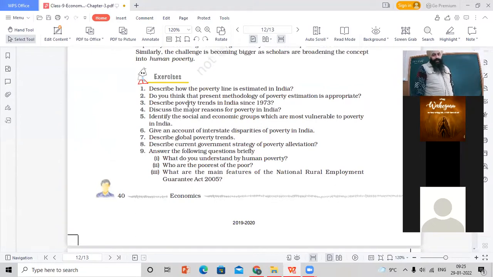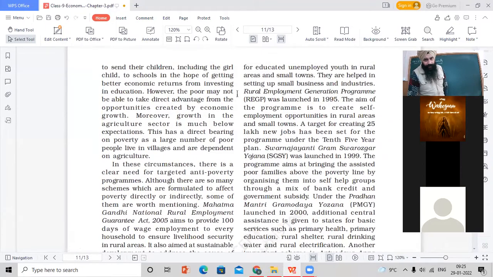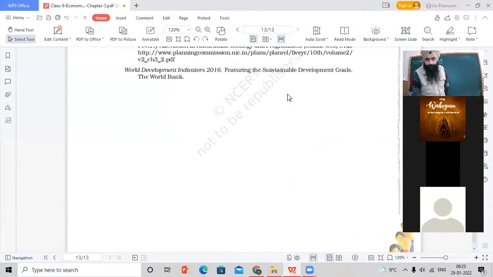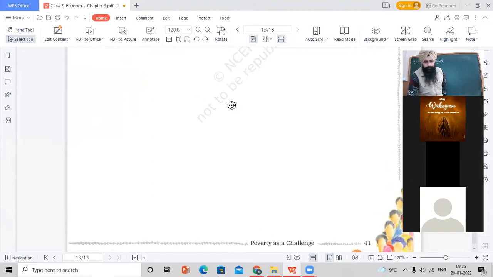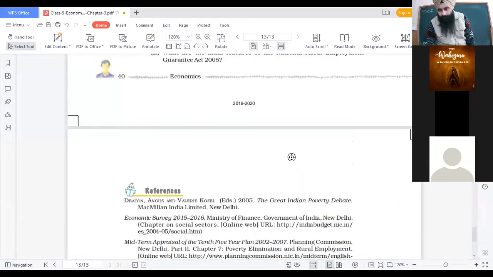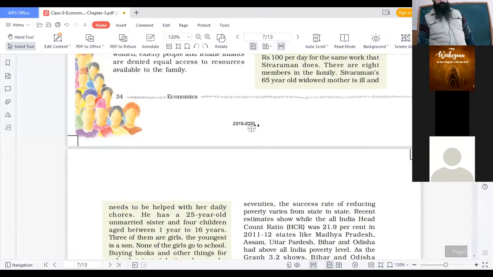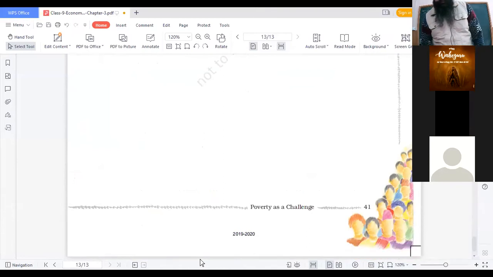Now the next question, question number seven: describe the global poverty trends. So what is the status of poverty in the other economies of the world? What are the trends of poverty all over the world?